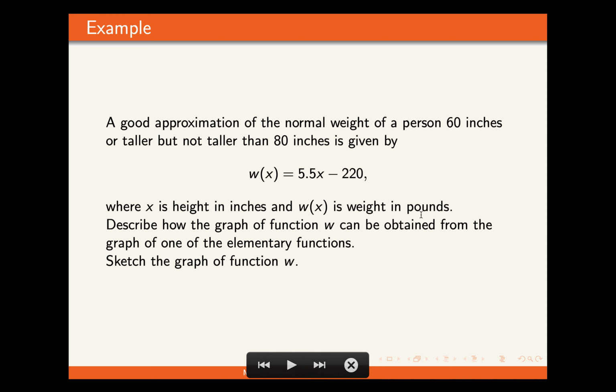So our goal here is to describe how the graph of the function W can be obtained from the graph of one of the elementary functions. We have learned a couple of elementary functions earlier, like y equal to x, the identity function, y equal to x square, the square function, the cube function, and the absolute value function. By using those, we need to show how the graph of the function W can be obtained. And we also need to sketch the graph, so we'll do that.